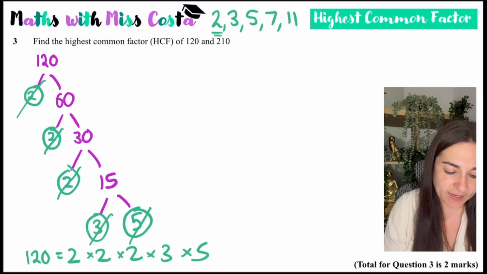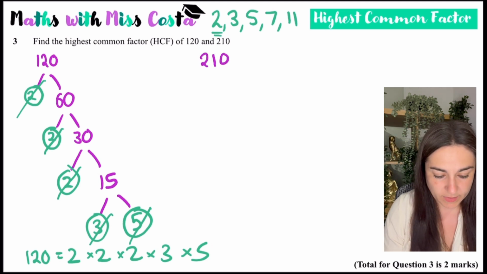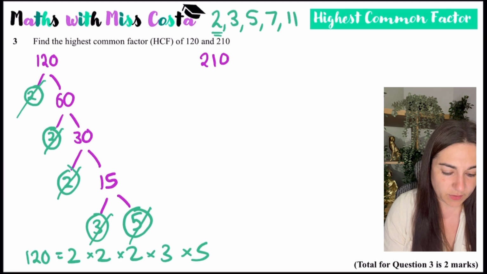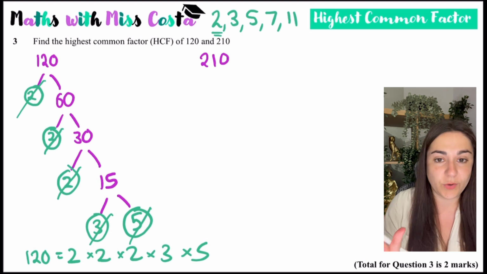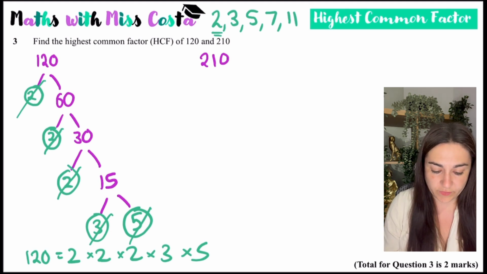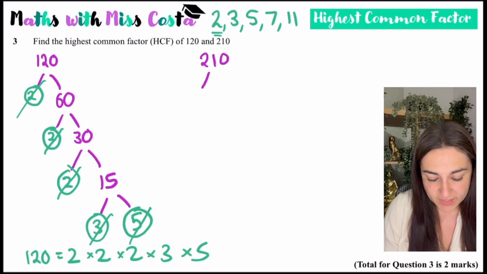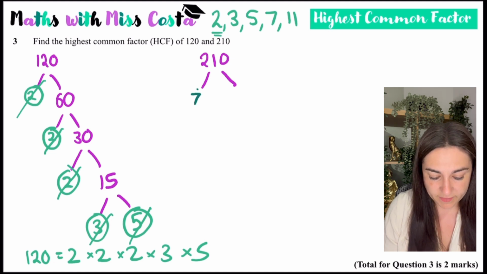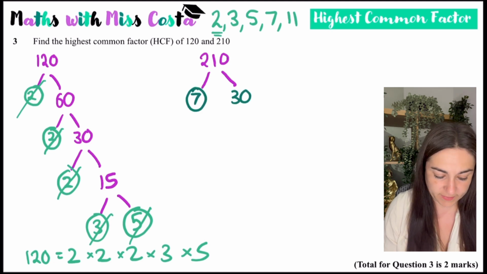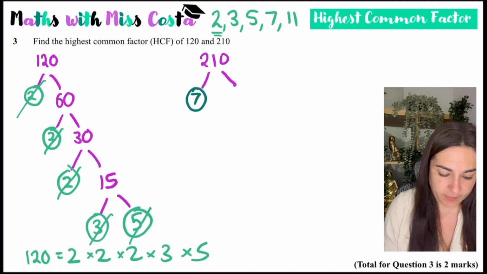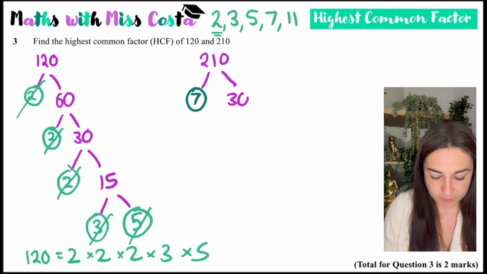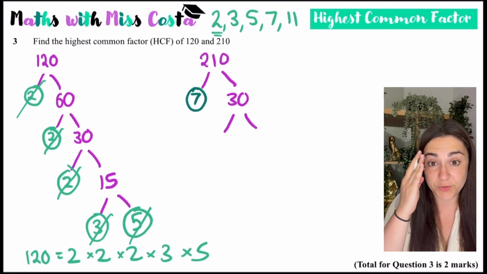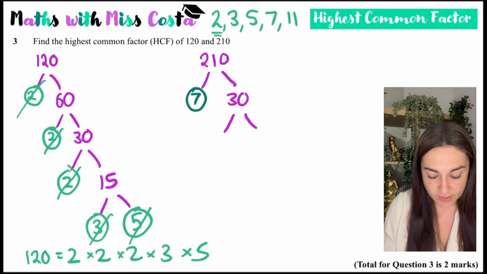I do the same with 210. So again, you can do whatever you want. You could do 7 times 30. Actually, yeah, fine, let's do 7 times 30. So think of two numbers that multiply together to make 210. 7 is a prime number, and then I've got 30. Then what I do is I continue my branch. 30, two numbers that multiply together to make 30. 3, which is a prime number, and 10.